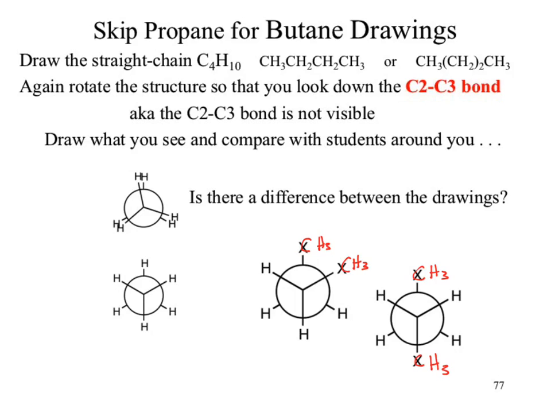Same thing for our eclipsed. It is a transition state as we move to each of the staggered conformations. If we look at the 2 staggered conformations that we have drawn up here, would I expect them to be of equal energy?